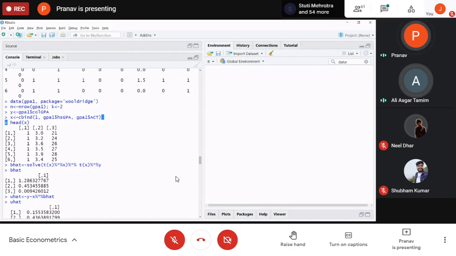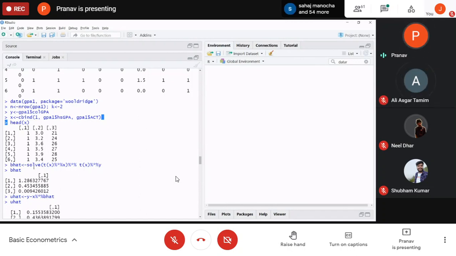Is solve only used for matrices, or can it be used for other things as well? No, solve is a function in R which gives you the inverse of a matrix. So it's a function which is specifically for finding the inversion of a matrix. Okay, sure, sir.